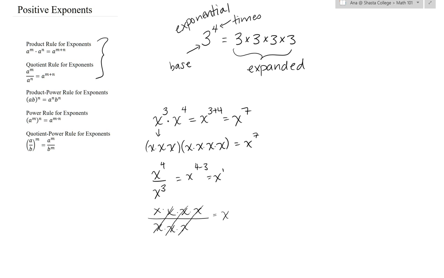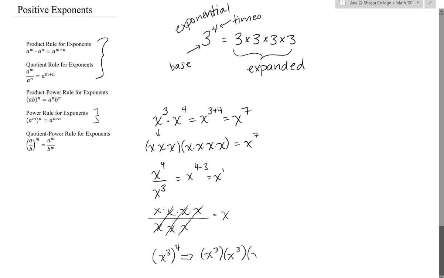The third rule that we have that has the same base is the power rule for exponents. Let's say I have x to the 3rd to the 4th. This is not multiplying x to the 3rd times x to the 4th. It is raising x to the 3rd to the 4th power. That's telling me to repeat x to the 3rd 4 times. That's x to the 3rd times x to the 3rd times x to the 3rd times x to the 3rd. And then if I apply the product rule, I would add that 3 4 times to get x to the 12th. Essentially, I am just multiplying whatever my exponents are.